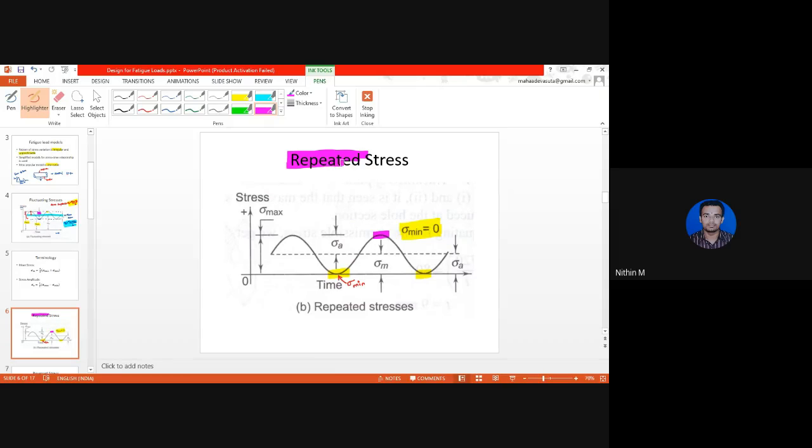Why do we call it as repeated stress? Say if the maximum stress induced is 100 MPa, this maximum stress of 100 MPa is repeating itself after a certain interval of time with minimum stress being equal to 0. Such a type of stress is called as repeated stress. In repeated stress, the minimum stress induced in the component will be 0. It will reach a peak value and it will come back to 0 and the cycle will continue. Such a type of stress is called as repeated stress.